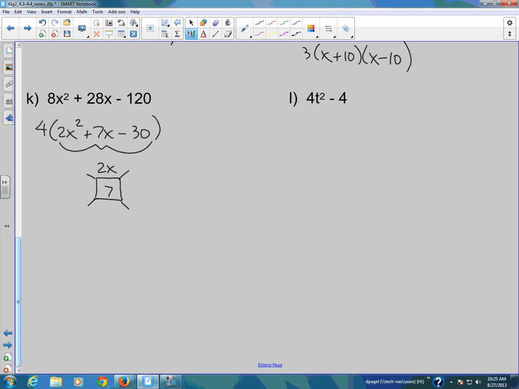2x squared, 7x, negative 60, and we want, let's see, we got 2 and 30, or 3 and 10. That would work. Sorry, not 3 and 10. 3 and 20, 4 and 15, 5 and 12. So 12 minus 5 gives me a 7. 12 times negative 5 makes negative 60. So 2x plus 12, I'm going to be able to reduce those by 2. 2x minus 5 we will leave alone.